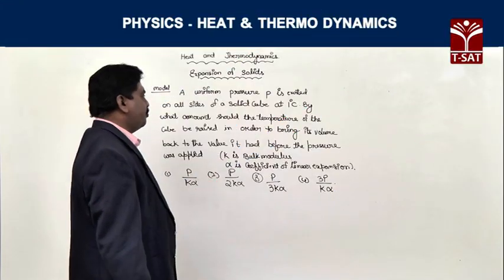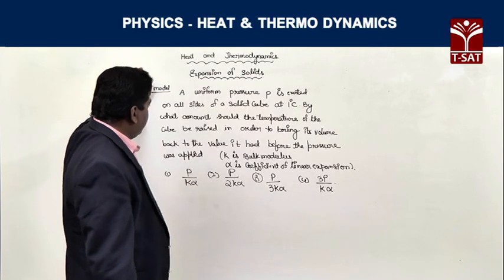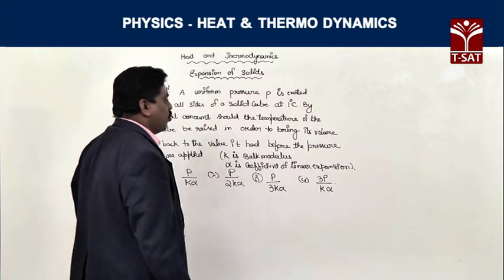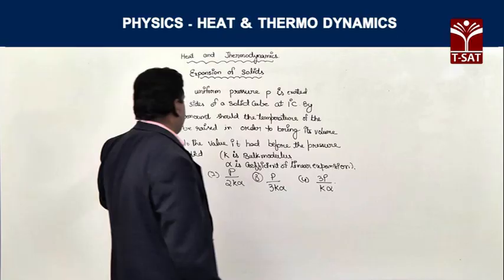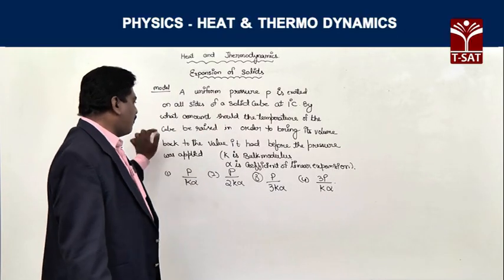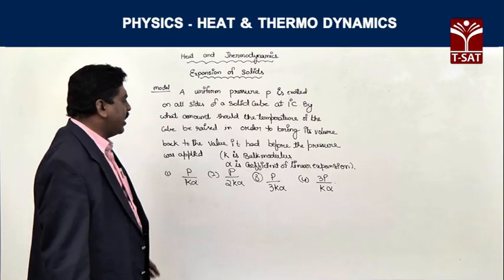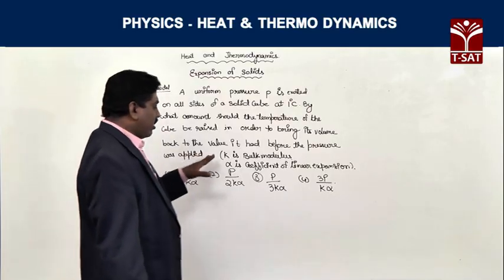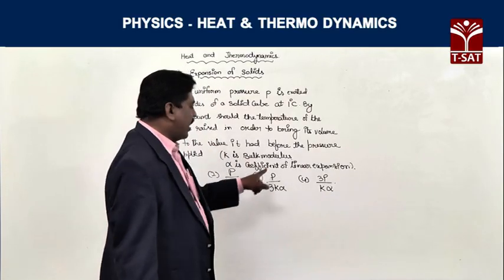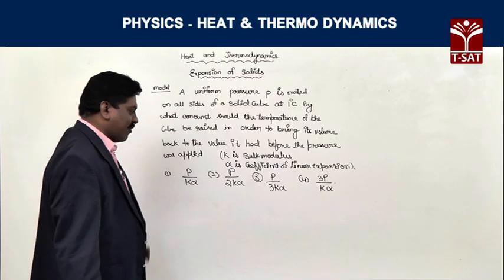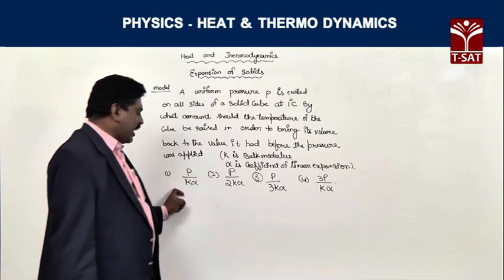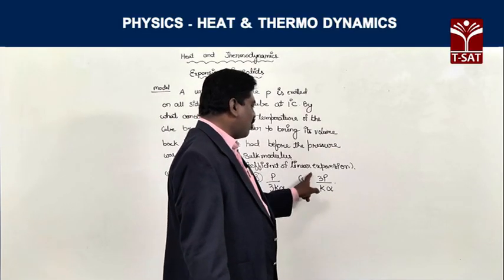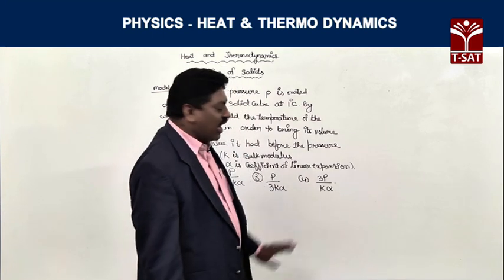Now let us take another model. It says: a uniform pressure P is exerted on all sides of a solid cube at 1 degree Celsius. By what amount should the temperature of the cube be raised in order to bring its volume back to the value it had before the pressure was applied? We are given the bulk modulus as K and coefficient of linear expansion as alpha. The options given are P by K alpha, P by 2K alpha, P by 3K alpha, and 3P by K alpha.